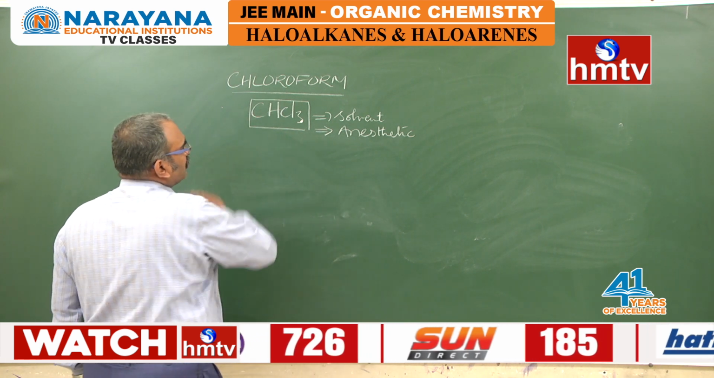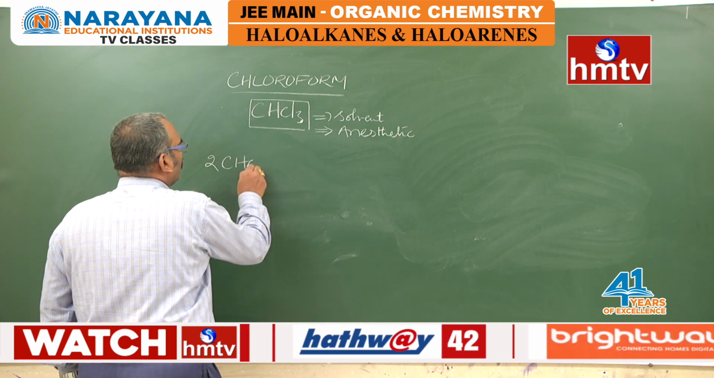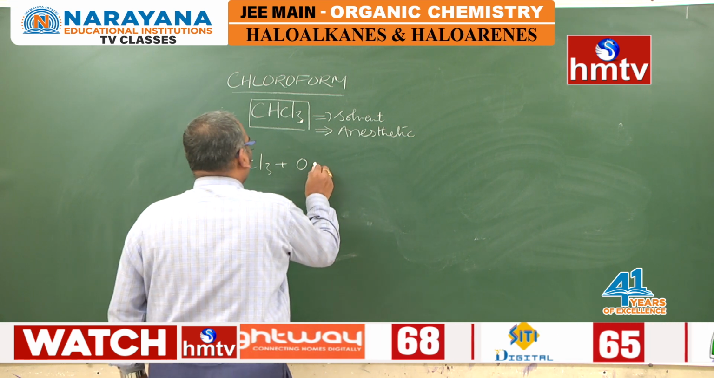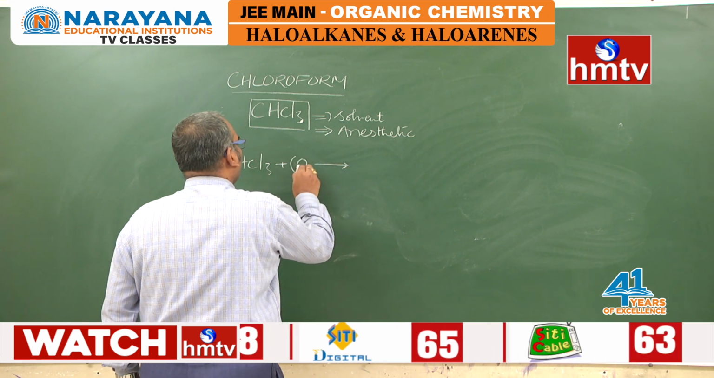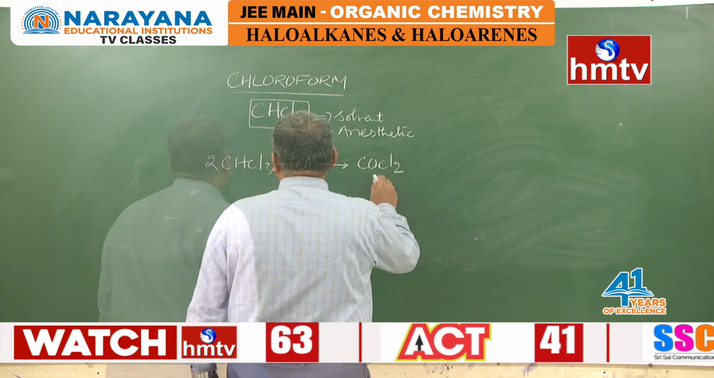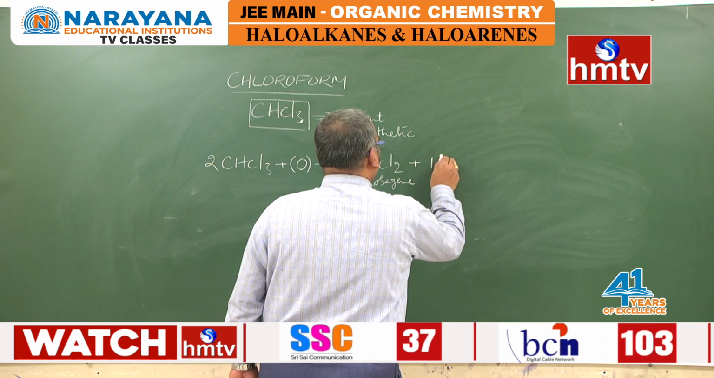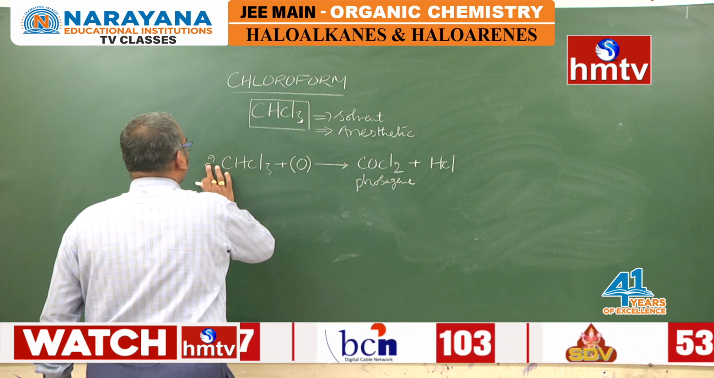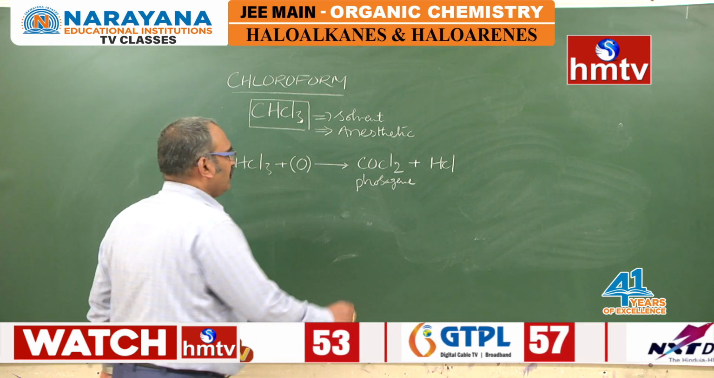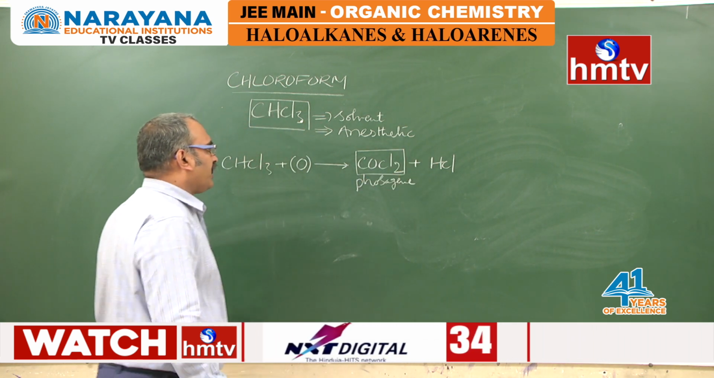But there is a small problem with chloroform. When exposed to the atmosphere, chloroform combines with oxygen and forms a poisonous compound called phosgene, COCl2, and HCl. It undergoes atmospheric oxidation. Chloroform reacts with oxygen to form phosgene, a poisonous compound, and gives hydrochloric acid.